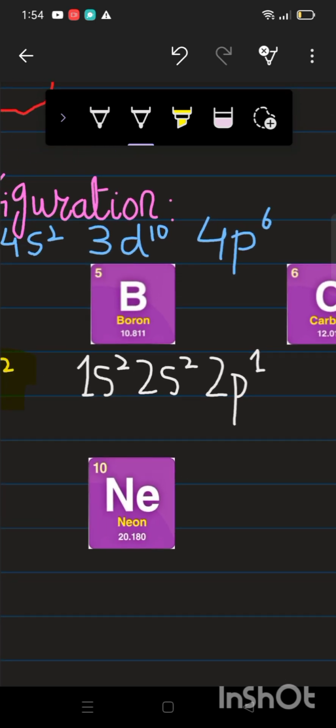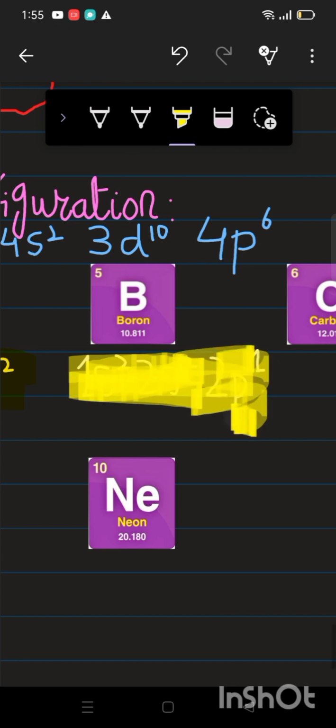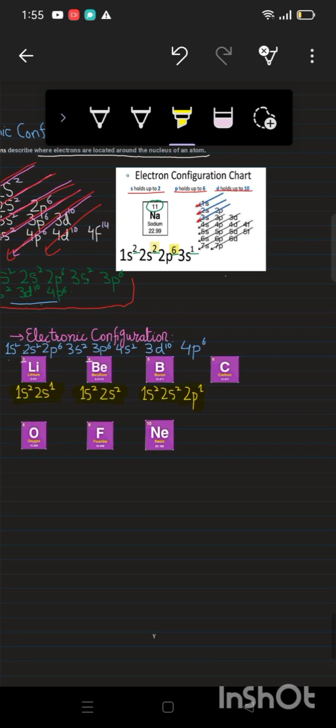Alright, 1s2, 2s2, 2p1. 2 plus 2, 4, 4 plus 1, 5, and 5 is the atomic number of boron, which means this is right. So the electronic configuration of boron is 1s2, 2s2, 2p1.